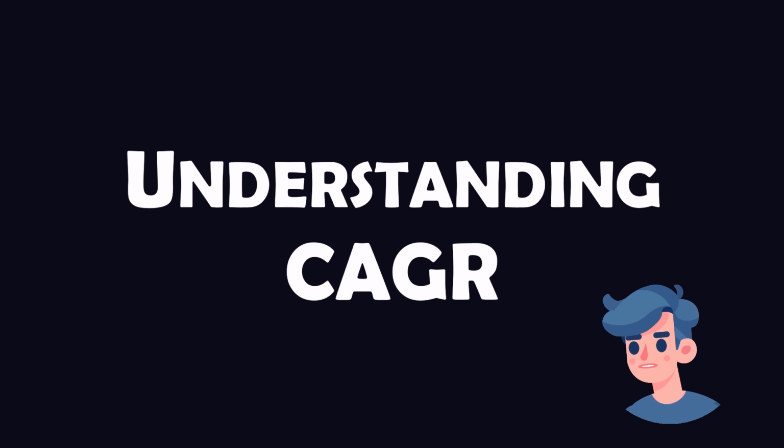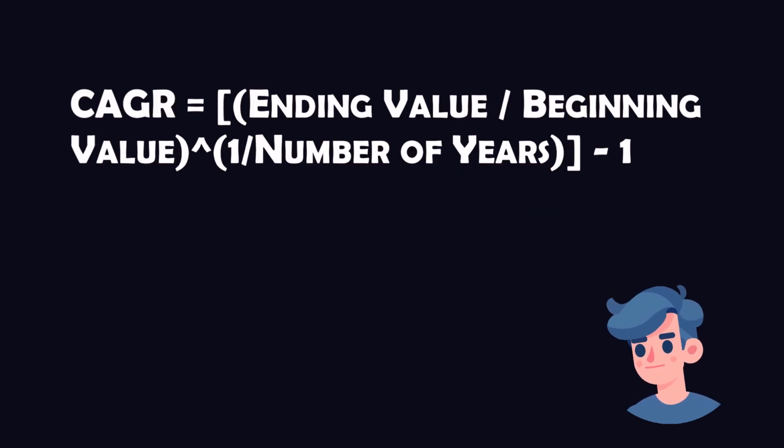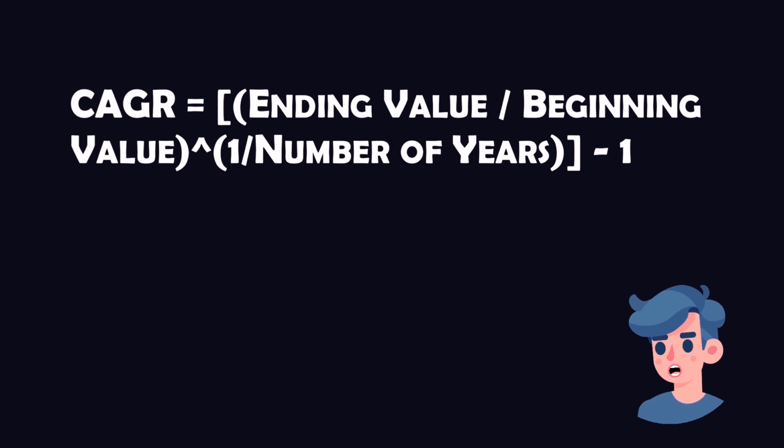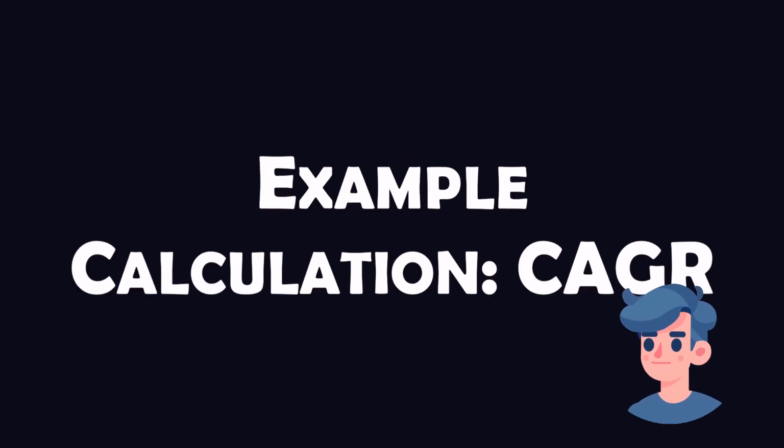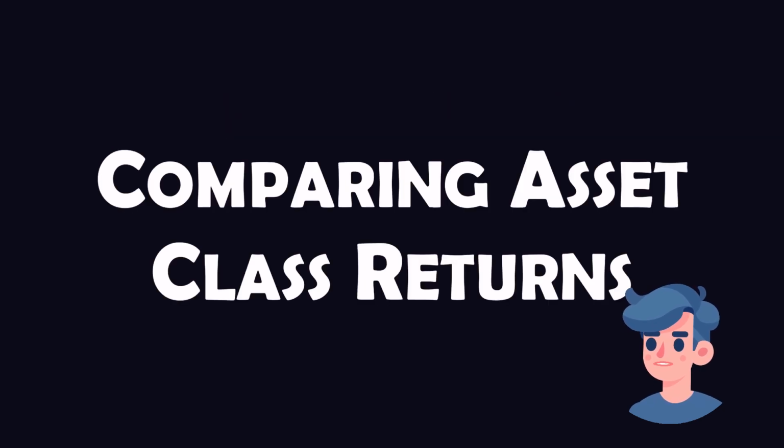Here's another important metric: compound annual growth rate, CAGR, which smooths out the returns over a period, assuming returns are reinvested. For instance, if you invested $1,000 and it grew to $2,000 over 5 years, the CAGR would be calculated as follows. Historical returns are also useful for understanding the performance of different asset classes.